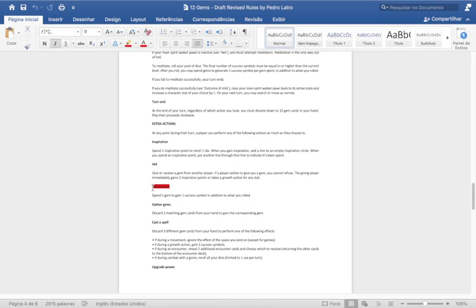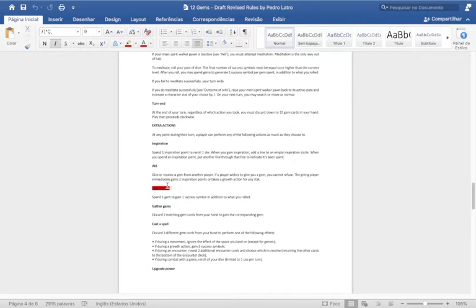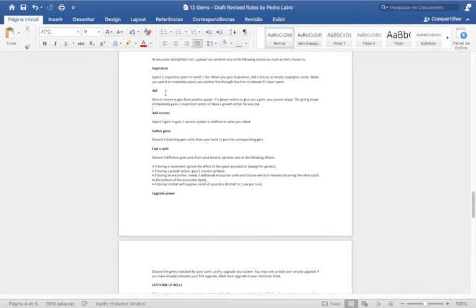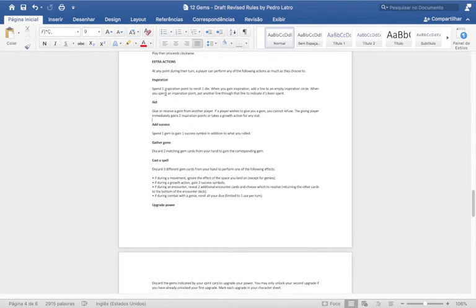Okay, and the other thing that I have added is something that we have agreed upon, which is right back there in the extra actions section, the add success. I've just called it this way, which is spend any gem to gain one success in addition to what you wrote. You already agreed upon this. Let me just remove the highlights now. And now I think that we need to discuss these extra actions, because six of them sounds like a little too much to me.